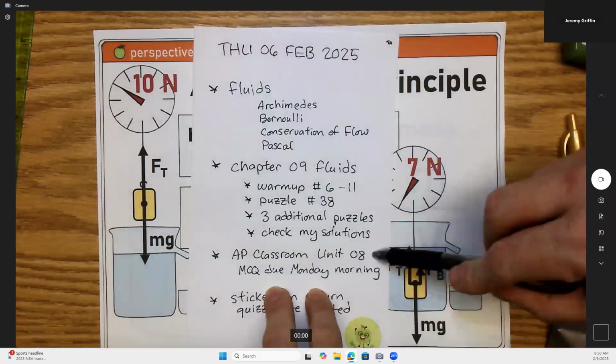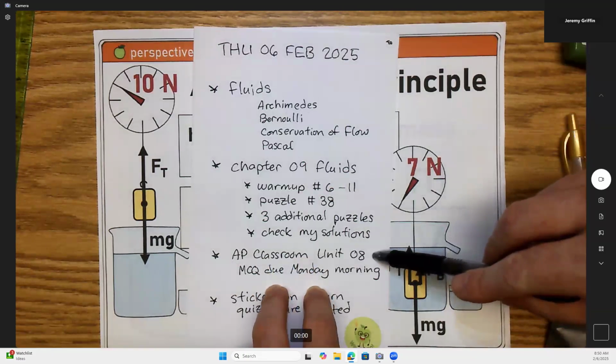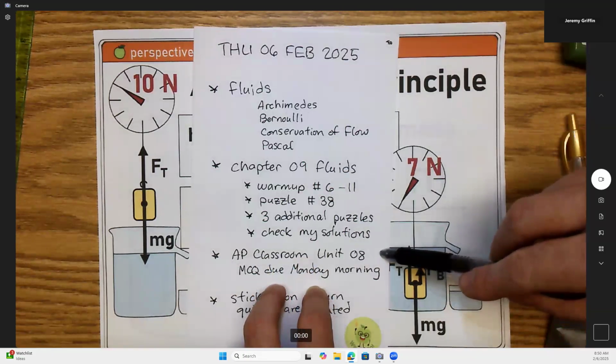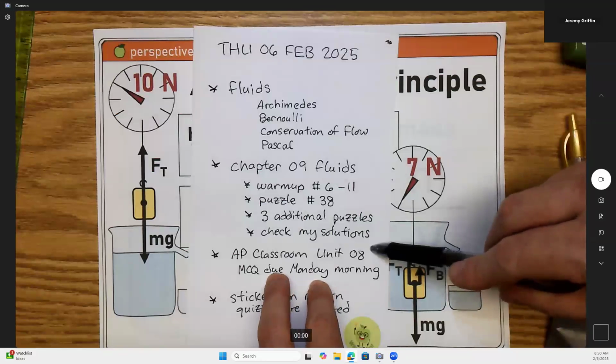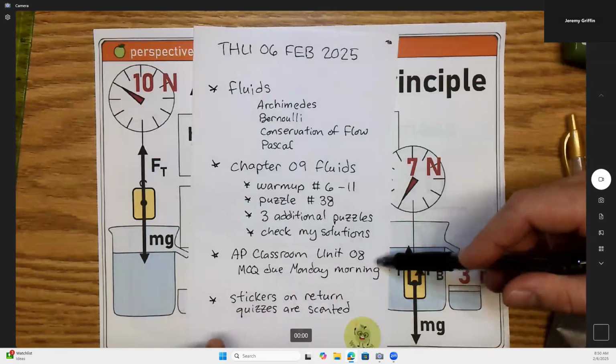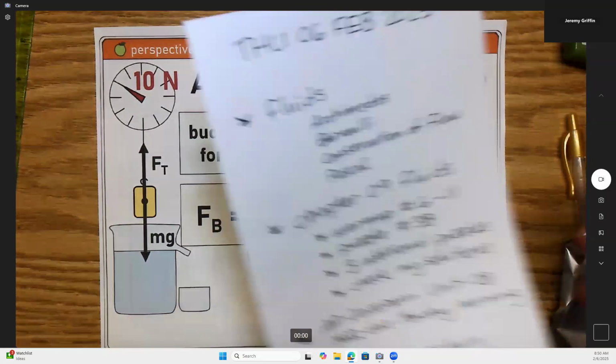You guys have AP Classroom that's been open for a while now. Fluids questions: can you guys have this done by the time you come to class Monday morning, so we can go over the solutions then? And of course, I returned your rotational dynamics quizzes, and your stickers are scented. So you guys can smell your stickers.